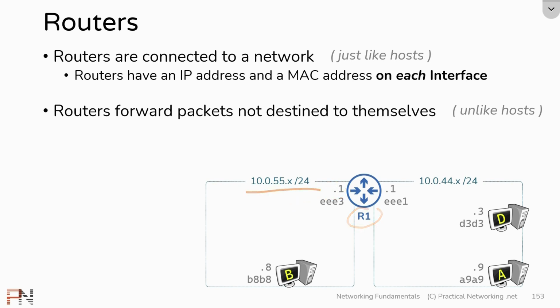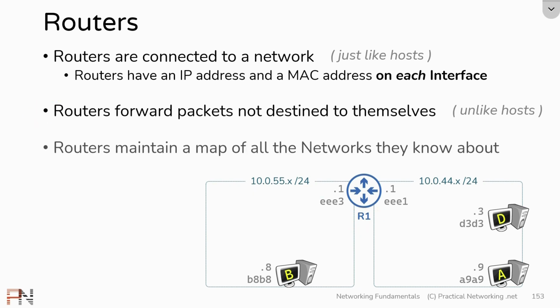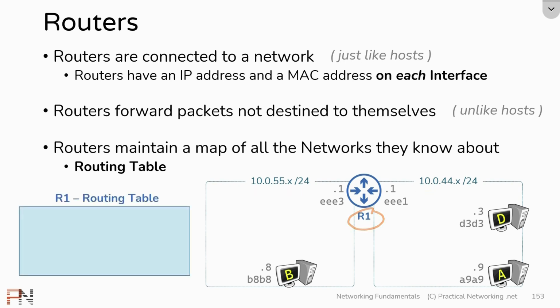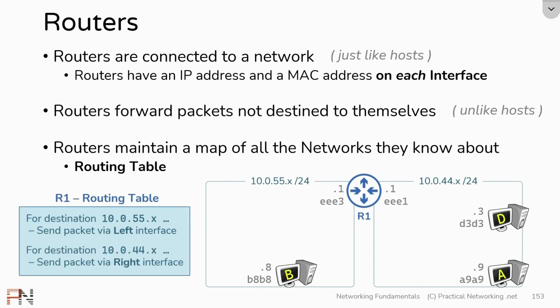In order to accomplish this goal, routers must maintain a map of all networks that they know about. This map is known as the routing table. Inside a routing table is what's known as routes, and each route is merely a set of instructions for how to reach a specific network. For our topology over here, there are two networks, 10.0.55 and 10.0.44. And router 1 is going to have a route correlating to each of those networks.